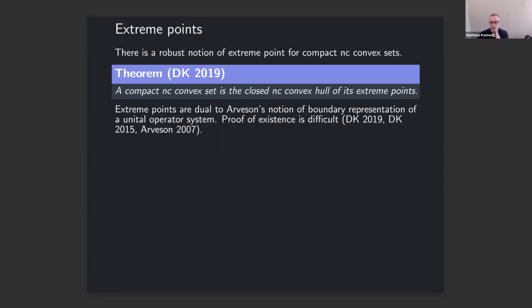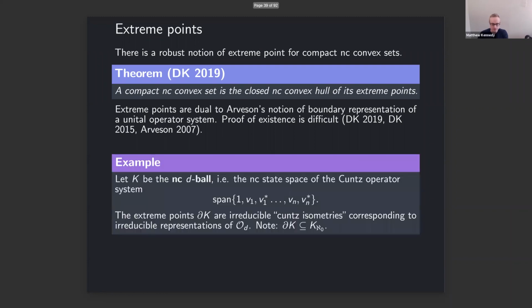More recently, in 2019, Ken and I published a paper we called Noncommutative Choquet Theory, in which we give a new proof of the existence of extreme points. So from this perspective of compact NC-convex sets, which gives, of course, another proof of the existence of boundary representations in Arveson's sense. Let me give you an example.